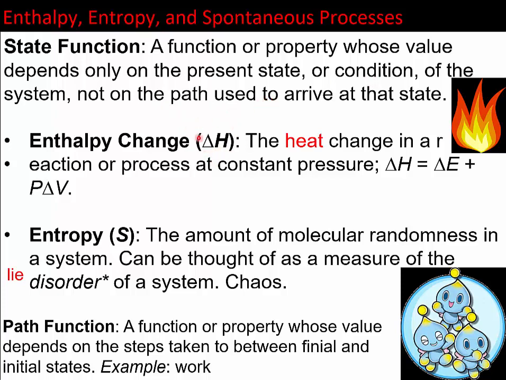So you guys have seen delta H a lot, right? You're always going to do it final minus initial. It's the heat change in a reaction or a process at constant temperature. So delta H is equal to delta E plus P times V, right? That little bit of PV work that happens.